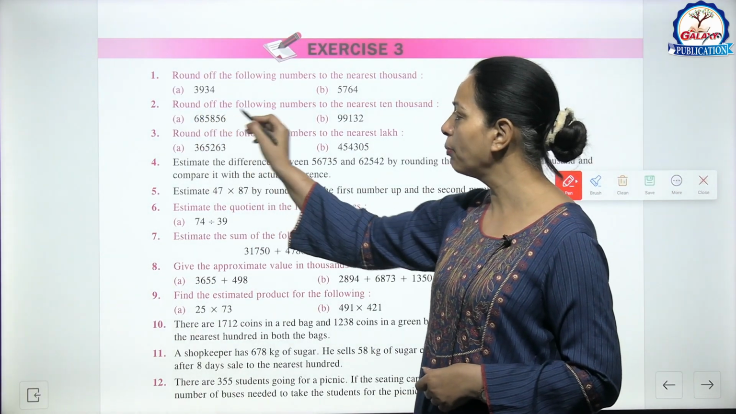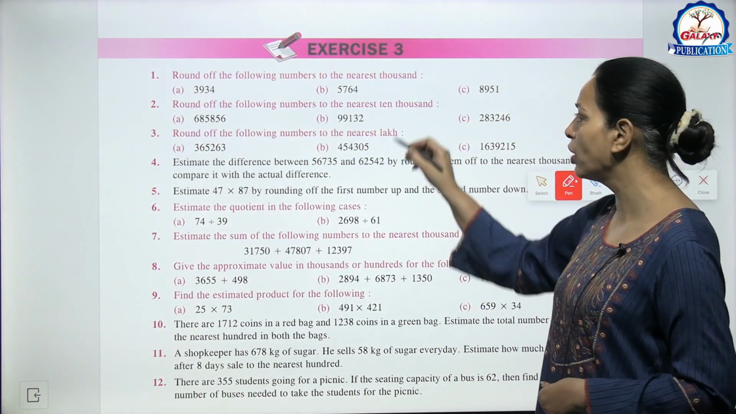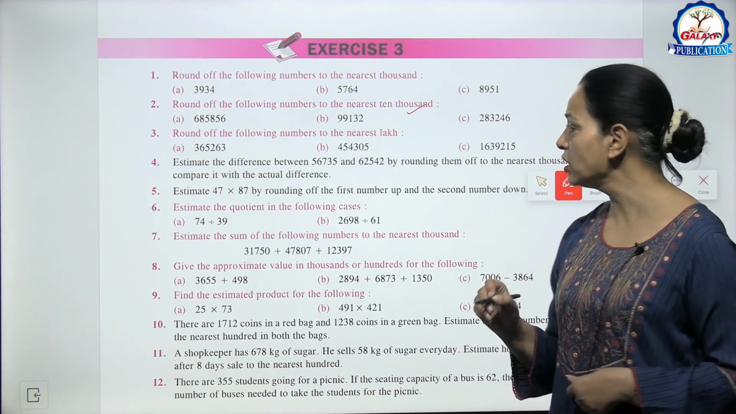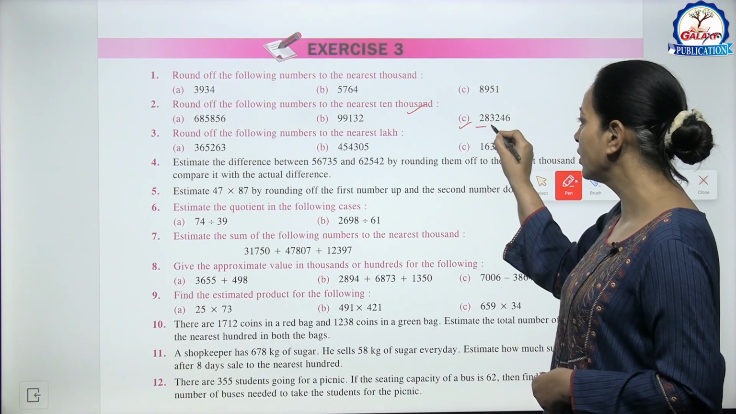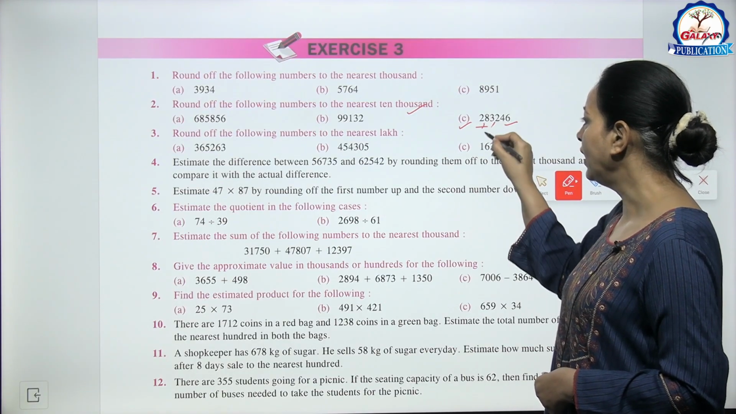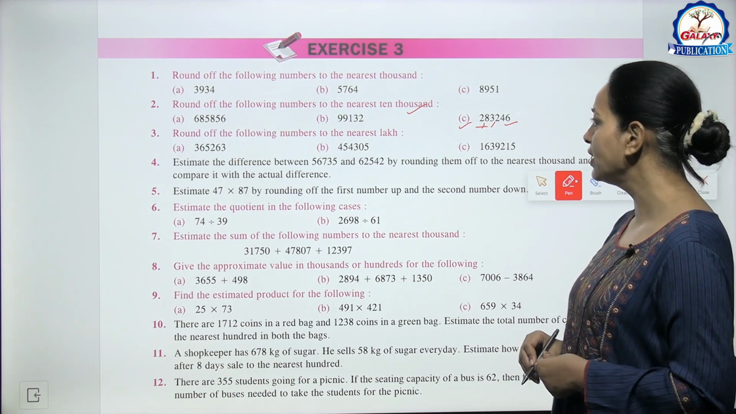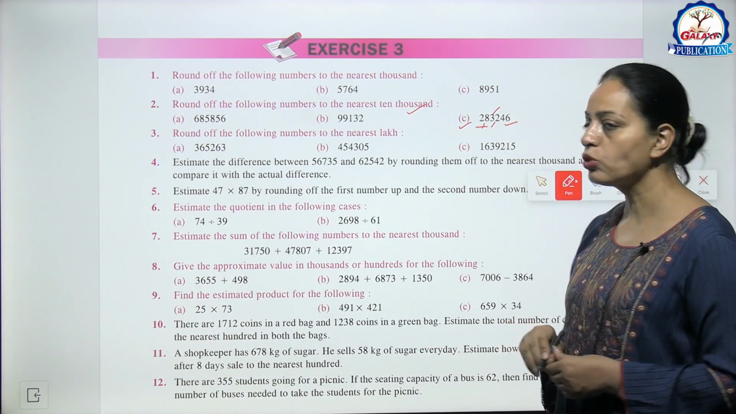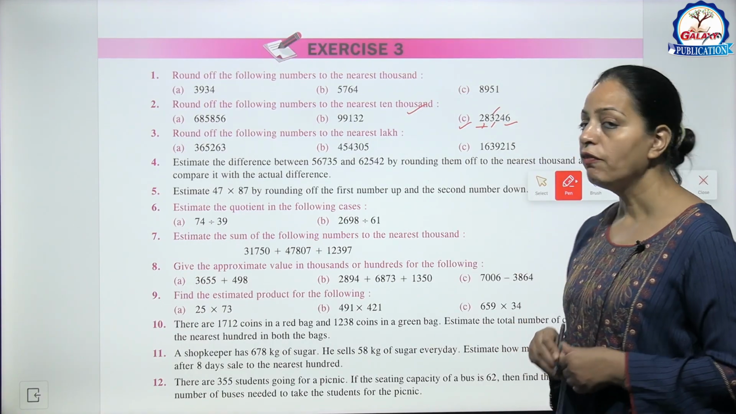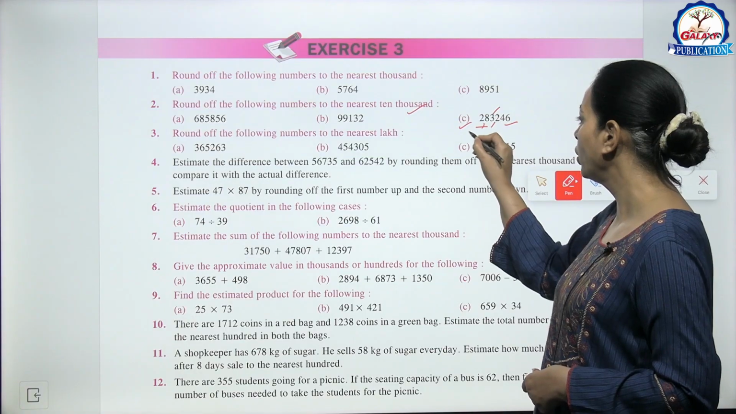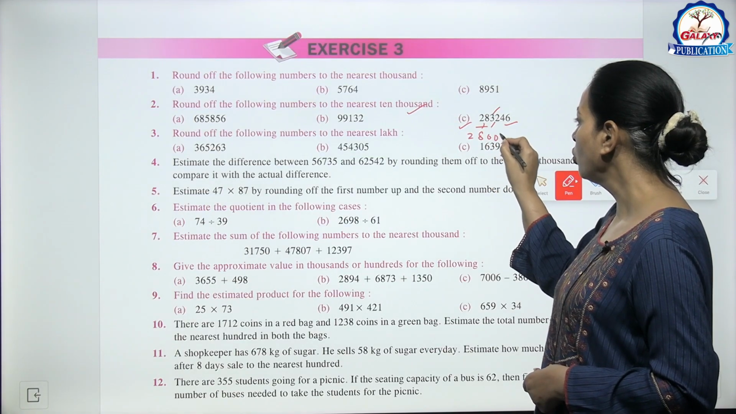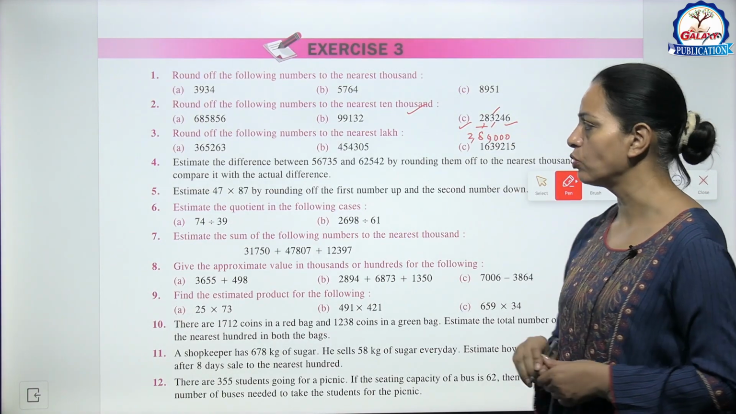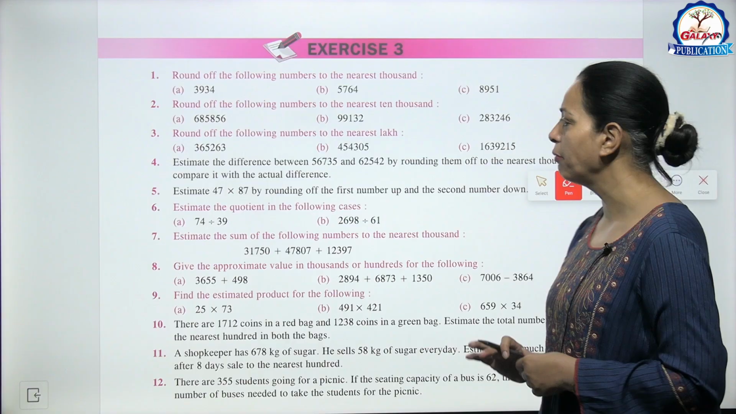Now come to question number 2. Round off the following numbers to the nearest 10,000. यानी आप क्या देखेंगे 1000 digit को, like C part here, this number is 2,83,246. So nearest 10,000 है, you have to see 1000 digit. So this is 3, which is less than 5. So there is no change. So you will get this one. Okay, 2,80,000, right? Similarly, you can try remaining parts.